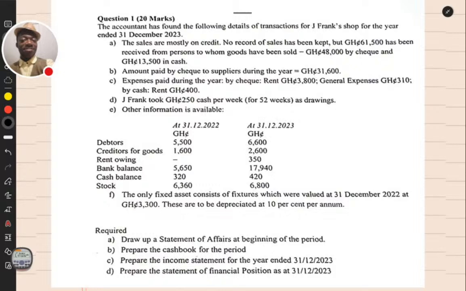Today I want to look at one of the key fundamental topics in accounting, which is what? Incomplete records. As you can see on your screen, we are going to discuss this.